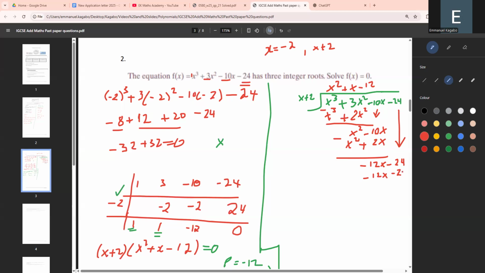minus 24. Then subtract. When I subtract, what do I get? This is minus 12x minus minus, that is 0. And this is minus 24 minus minus will be 0. You see, the remainder is 0. So when you reach here now, it will be x plus 2 bracket x squared plus x minus 12 equal to 0.